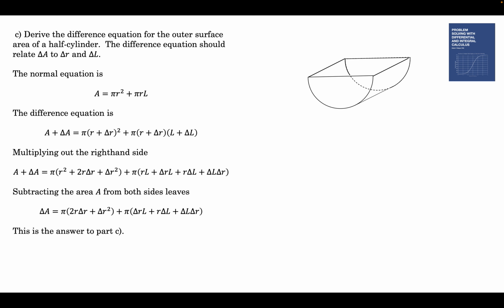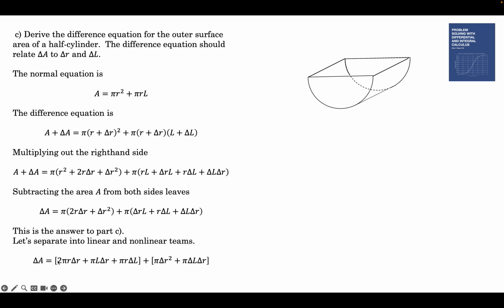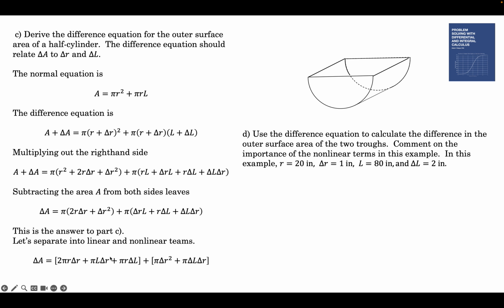Linear parts only have one change in them. Nonlinear parts have two changes. This term has two changes. It's delta r squared. This term has two changes, delta r times delta L. So we can separate them. Here's the linear terms. One change, one difference, delta r, delta L. There's two changes in each one of those terms. This will give you the slope of the tangent line. Of course, it's a three-dimensional graph.